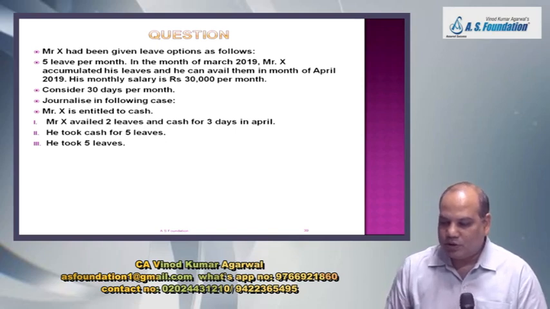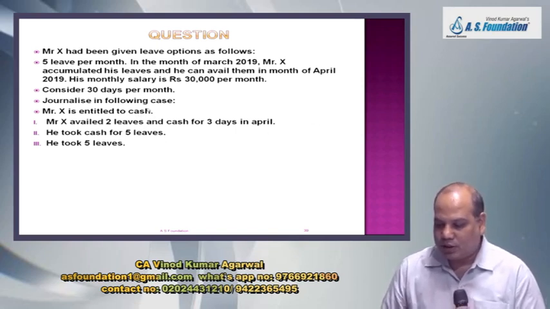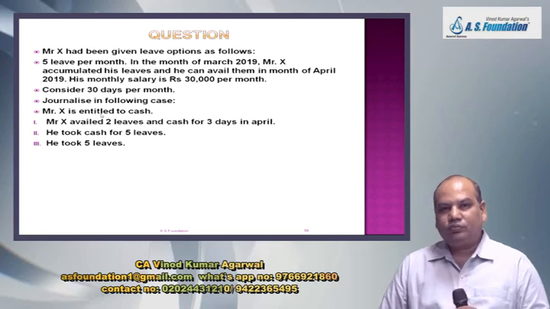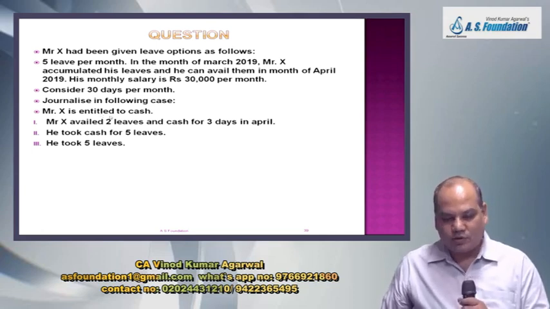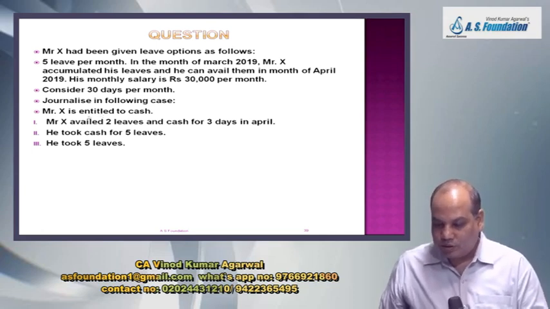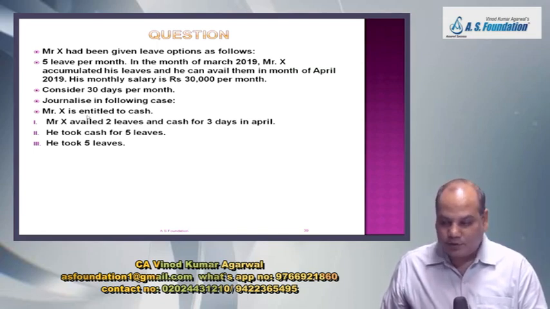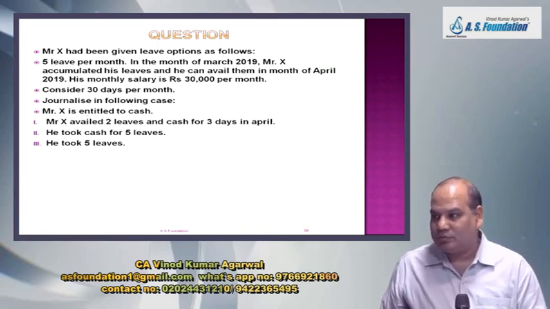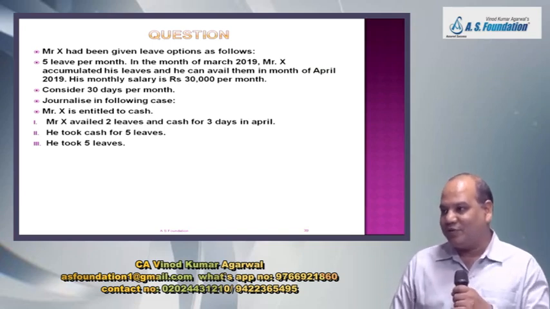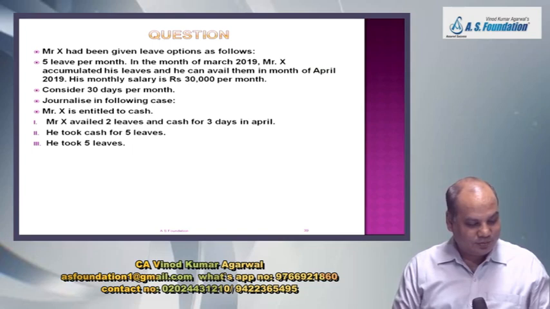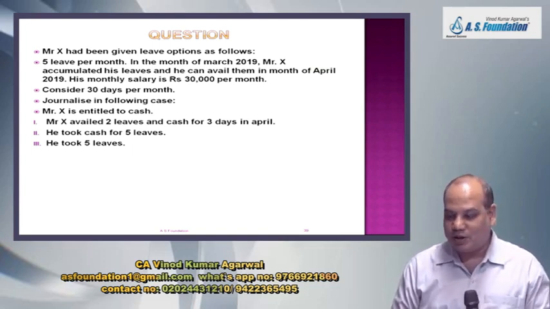Under that, write down Mr. X is entitled to cash. So this is which type of compensated absence? Vested accumulating compensated absence. So he is entitled to cash.